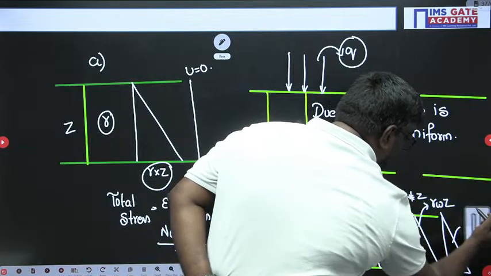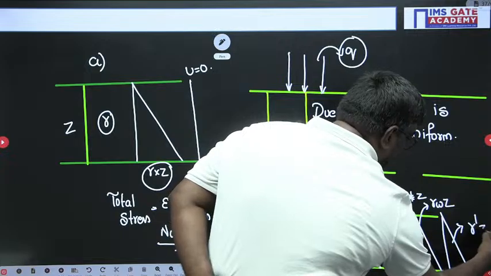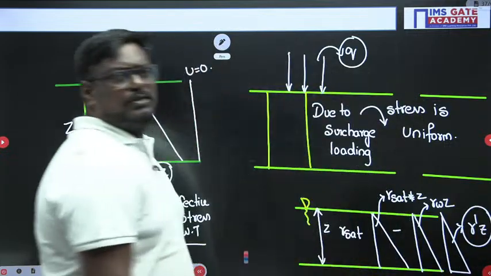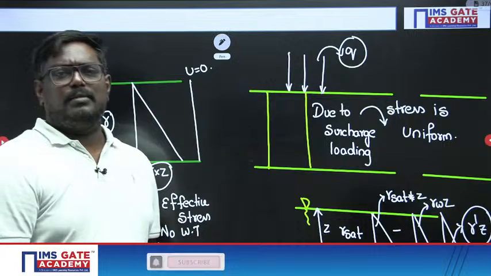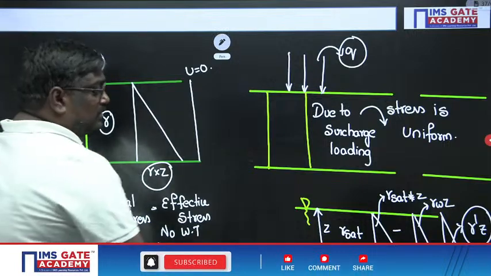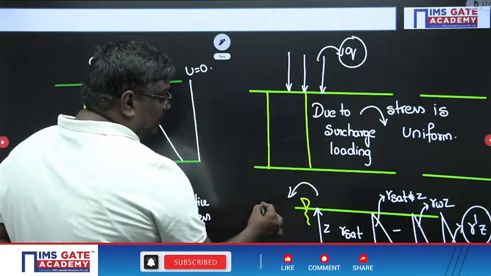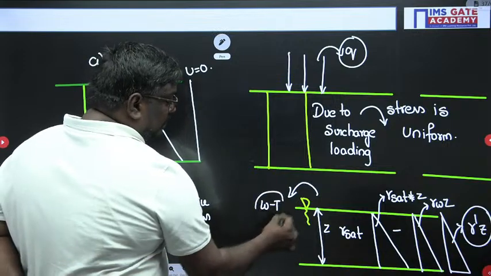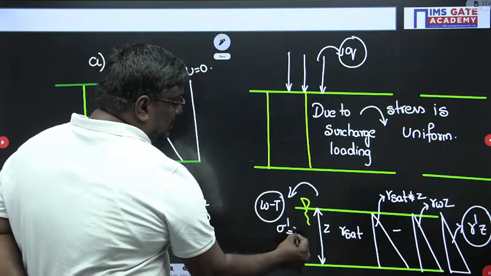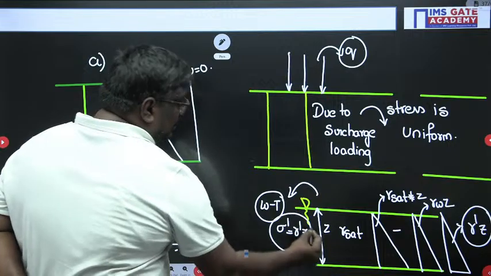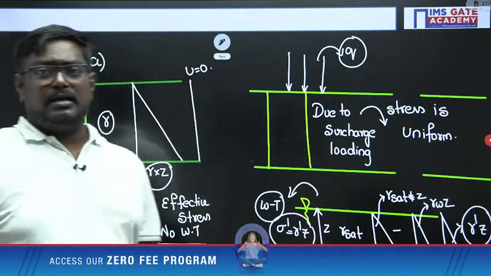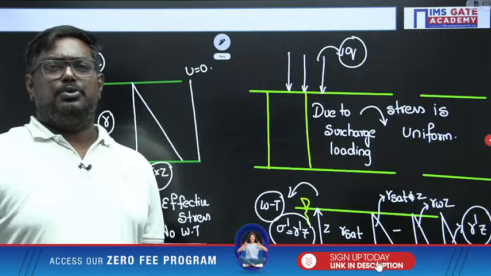Gamma dash into Z. Why? Because gamma sat minus gamma W is nothing but gamma dash. Now here the observation you have to make is, whenever there is a water table effect, effective stress is taken as gamma dash into Z, or gamma sat will be replaced by submerged unit weight. That point you should know, okay?